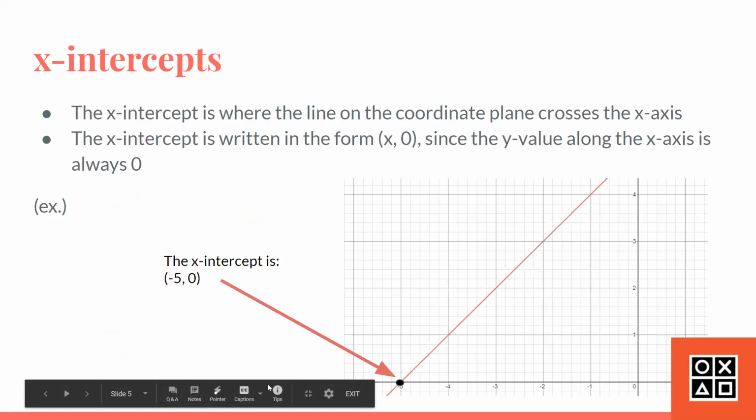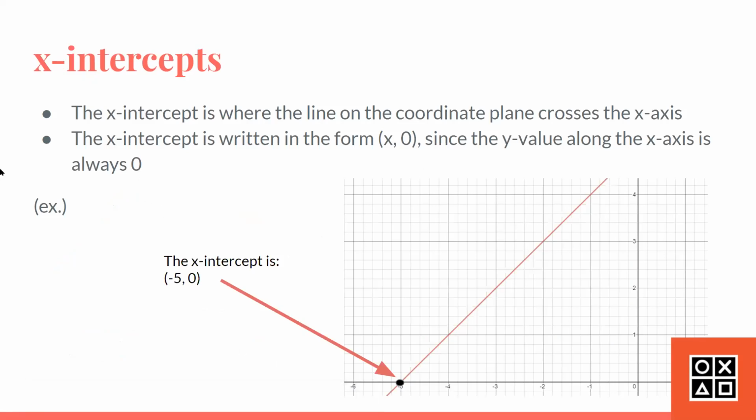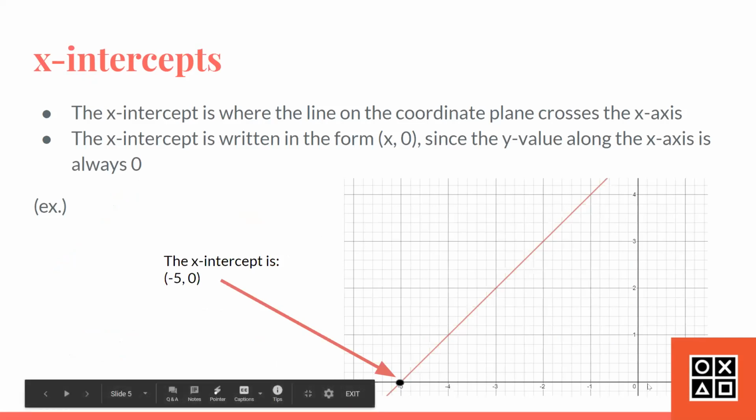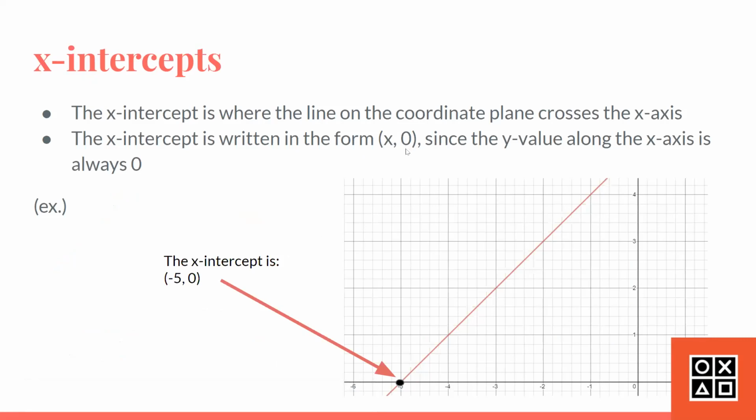So x-intercepts. The x-intercept is where the line on the coordinate plane crosses the x-axis. Basically, think of this: this is the x-axis right here, and this is the line which is intercepting the x-axis. The point where both the x-axis and the line intersect is called the x-intercept. It is written in the form (x, 0), since the y value along the x-axis is always 0.